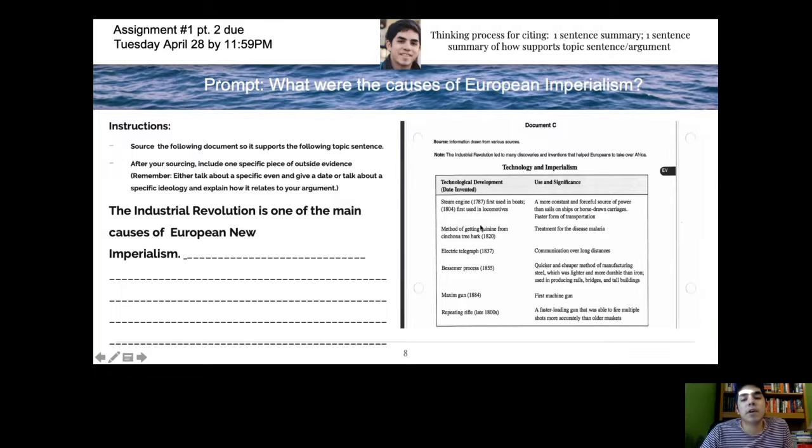In particular, if you're given a chart like this for the document, then you have to explain the purpose of the totality of this, right? And I think it deals with the relationship between industrial technology and giving Europeans industrial muscle to conquer the New World.